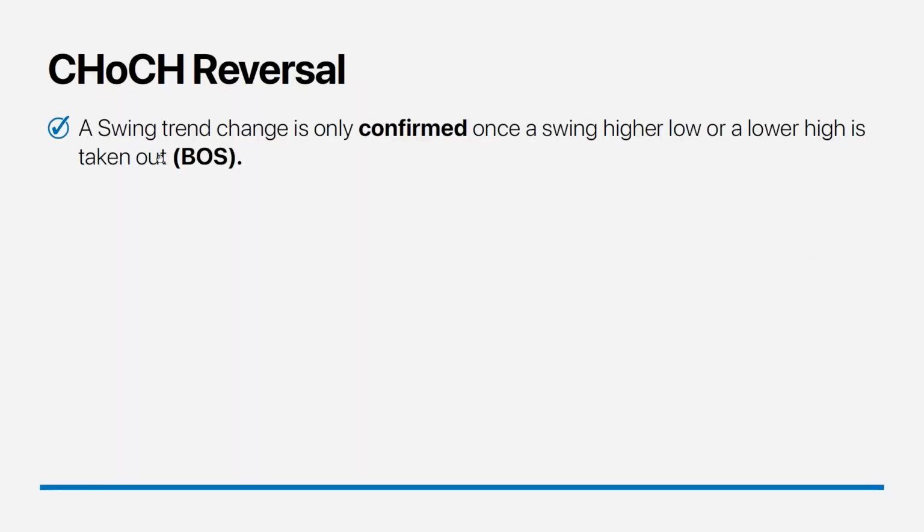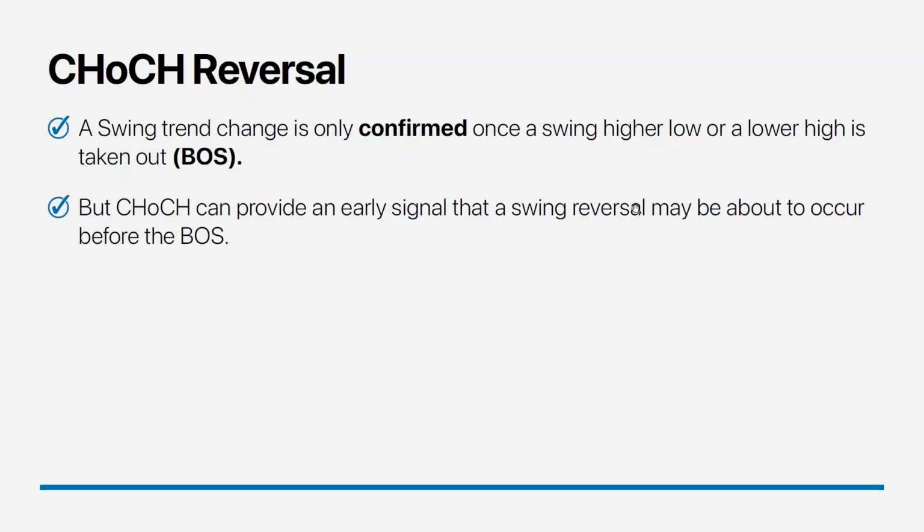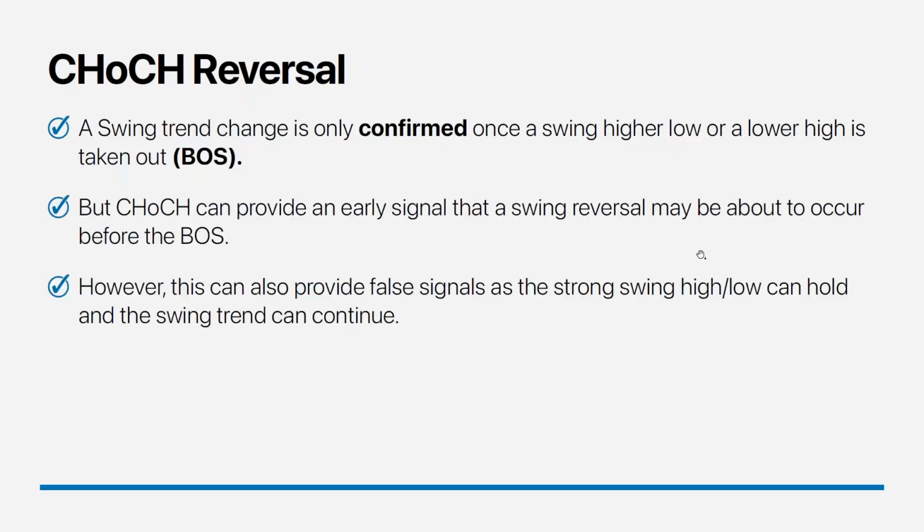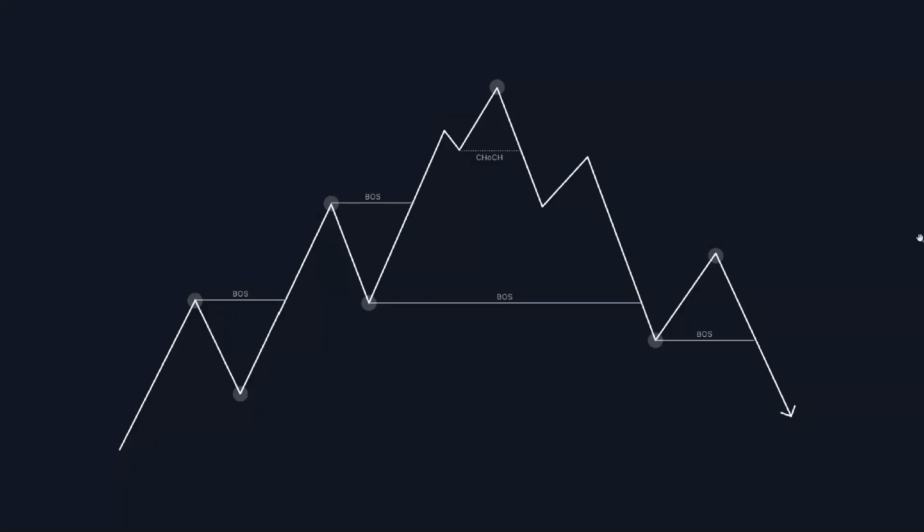So the whole idea is quite similar, right? Whether it is a change of character as a continuation or a change of character as a reversal, it's just a context of where you apply it. Yeah. So let me give you an example again. Reversal is basically, initially we have a bullish market structure. We have a change of character. It can signify a potential reversal.